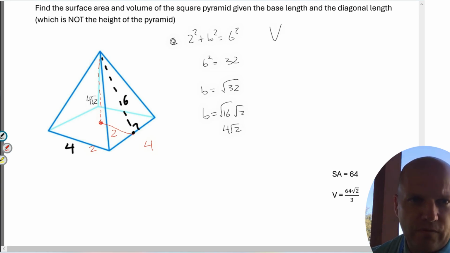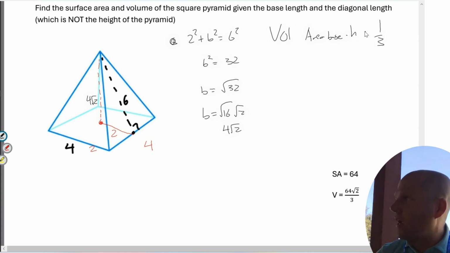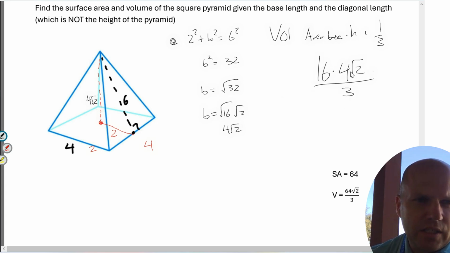Okay, for the volume, I want the area of the base times the height, but then I'm just going to take a third of it. 3 dimensions, triangles, divide by 3. The area of the base is 16. The height is 4 root 2. Divide that by 3. 64 root 2 over 3. Answer.